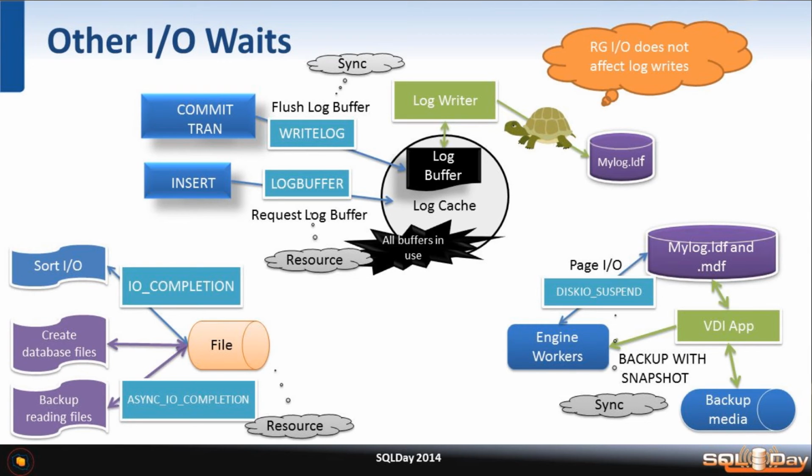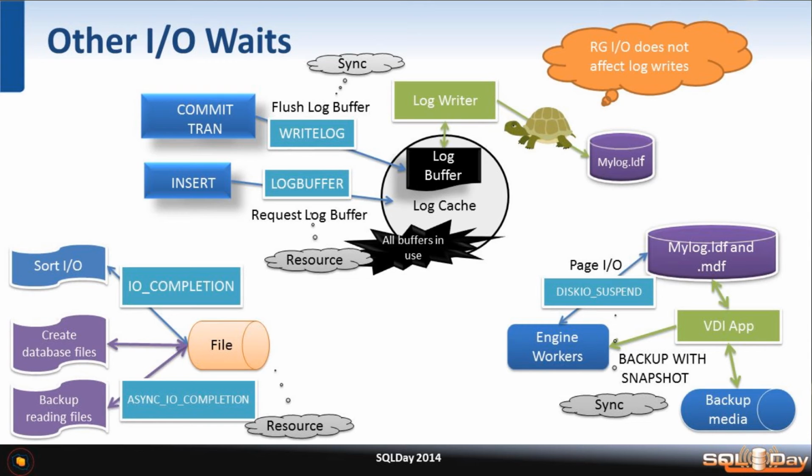Because if the average write time of a transfer to a disk is 10 milliseconds, you're going to have a write log wait of 10 milliseconds, right? But if you see really high average wait times for write log, there could be a bottleneck on the I/O device where you're writing log records.